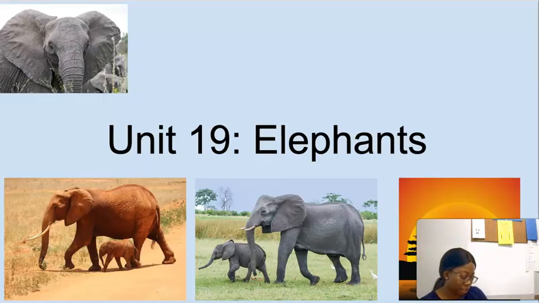Elephants are the largest of all living land animals and may weigh more than 12,000 pounds. The average height at the shoulder is 10 feet. At birth, an elephant calf is 3 feet tall and weighs about 200 pounds. How much do you think you weighed when you were born? You think you weighed 200 pounds? No. Okay.